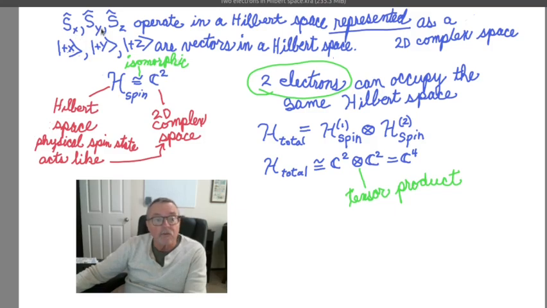If these don't look familiar to you, you haven't watched the earlier videos. So I'm sorry if this confuses you. No, I'm not sorry. You just need to go back and watch the earlier ones. Anyway, these are operators, and they operate in a Hilbert space represented as a two-dimensional complex space.